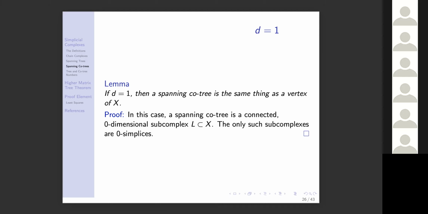And why is that? Because in this case, a spanning cotree is a connected zero-dimensional subgraph of X. And a zero-dimensional subgraph is just a set of vertices. And the only such sets of vertices which are connected are singletons, that is, zero simplices. And so that's a vertex. So therefore, a spanning cotree when D equals 1 is just a vertex of X. Okay, so we've just generalized, by means of homology, what we mean by a vertex in a graph to higher dimensions. That's what this effectively does.